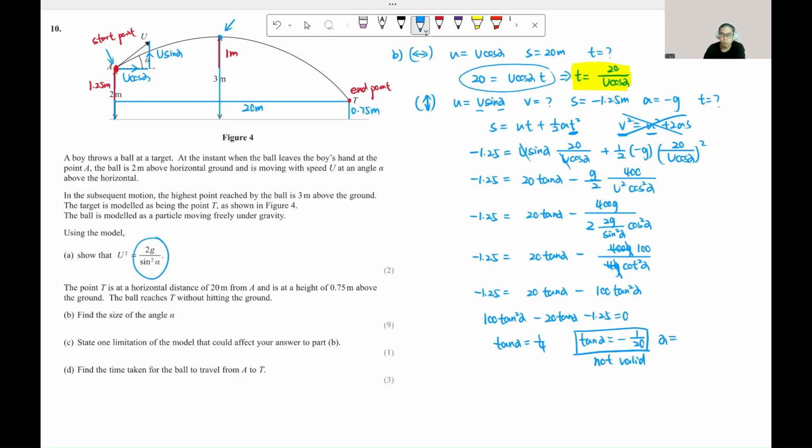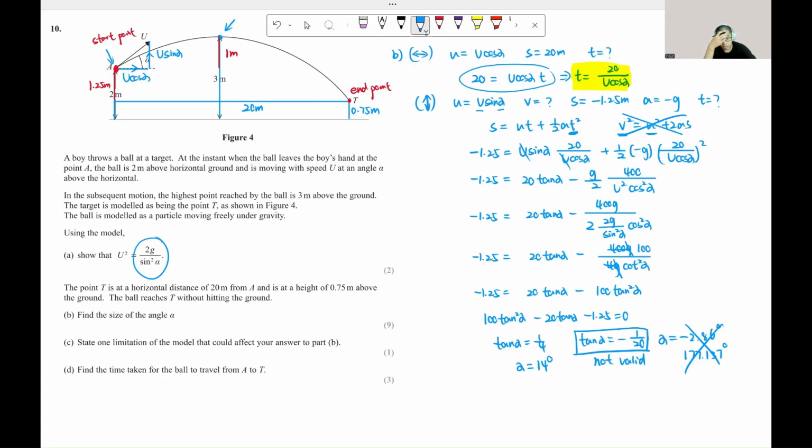Or you can just literally work it out. So tan alpha is negative 1/20, so tan inverse of negative 1/20 will give us negative 2.86. And then for tan, you just have to plus 180 each time, so that would be 177.137. So both of the answers are not valid, so we cannot use this one. And then tan alpha equal to 1/4, we can just do tan inverse of 1/4, which is 14.03. So we can just round it to 14 degrees. Then that would be the answer for part B.